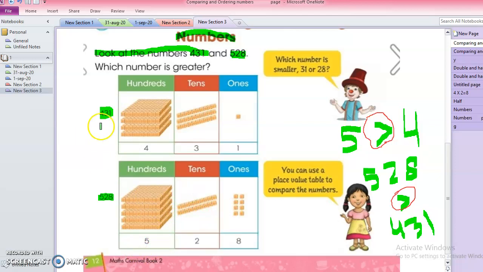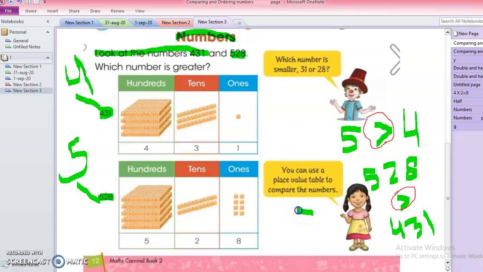Whenever you are comparing two numbers, first you need to look at the hundreds places. If there are 3 digits, you need to check the hundreds first. Here in the hundreds place it's 4, and here in the hundreds place 5. So it's quite easy to decide which is greater, which is smaller. 5 is greater than 4, so you will say 528 is greater than 431.